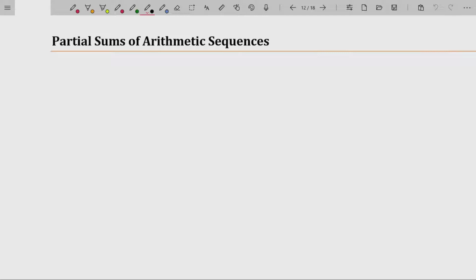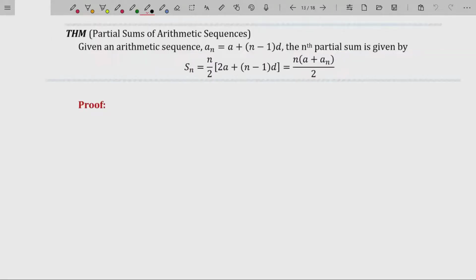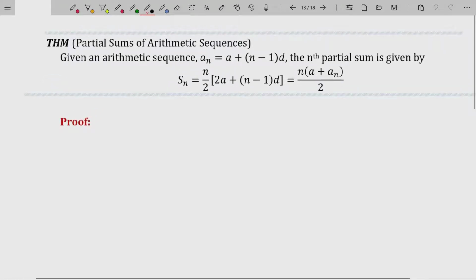But for now, let's go ahead and tackle partial sums of arithmetic sequences. If you don't remember what a partial sum is, you need to watch my video on partial sums of a sequence and summation notation. I have 3 videos in a row that are all about partial sums and sigma notation and using sigma notation. So it's very important that you know that stuff, but without further ado, let's jump into this. Partial sums of arithmetic sequences.